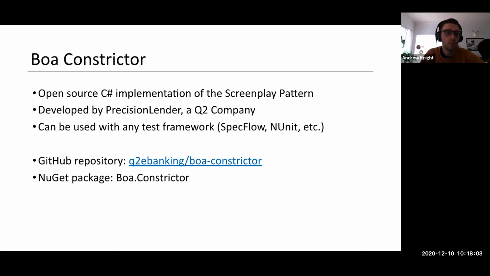Boa Constrictor is an open source C# implementation of the screenplay pattern that my team and I developed at PrecisionLender. Like I said before, it is the cornerstone of PrecisionLender's end-to-end test automation solution. It can be used with any .NET test framework like SpecFlow or NUnit. The GitHub repository name is q2ebanking/Boa Constrictor, and the NuGet package name is boa.constrictor. Currently, it's at version 0.6.1.